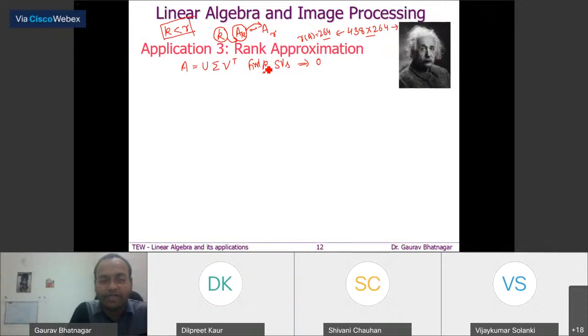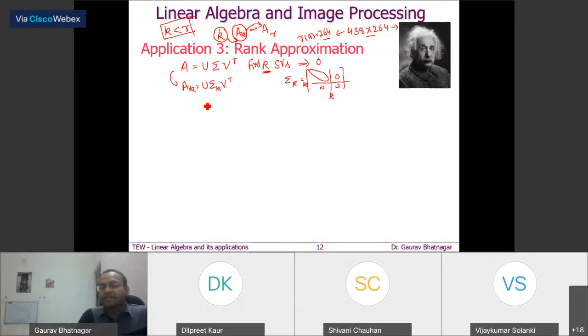So if I do this, I am going to get a sigma R, where the first K values stay the same and the rest of the values are going to be 0. So this is going to be my new sigma K when I put all singular values after the first K to 0. Then I reconstruct my new image AK, which is U sigma K V transpose. So this is nothing but the approximate version of A.